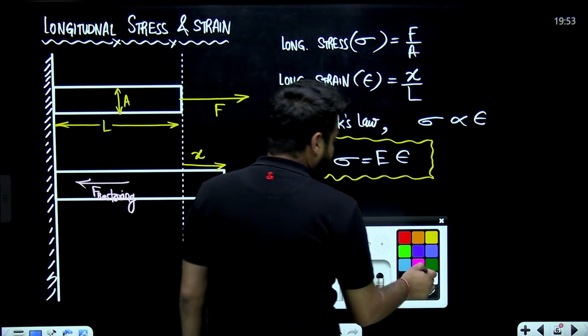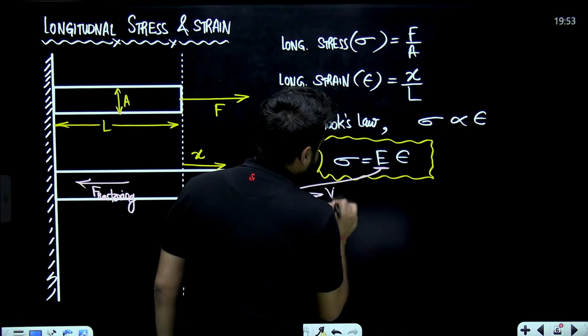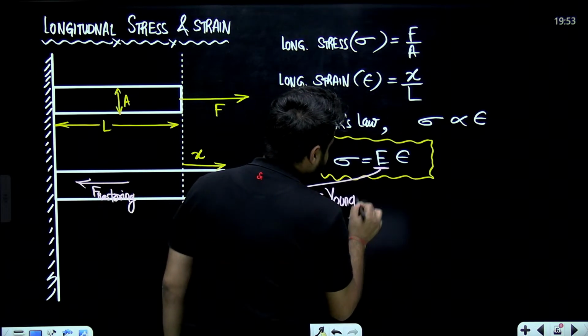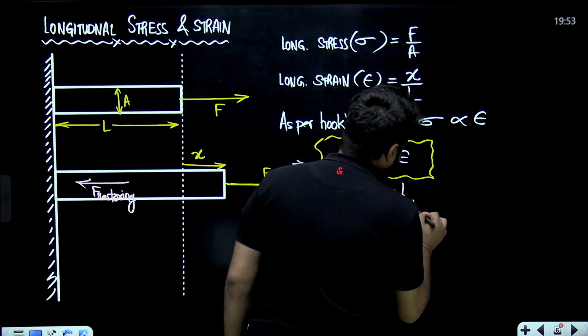This is coming from a very young scientist. That's why it's named Young's modulus. The scientist's name is basically Young.